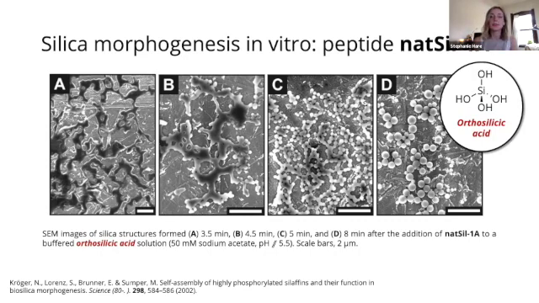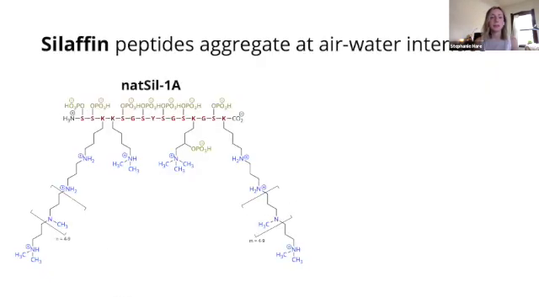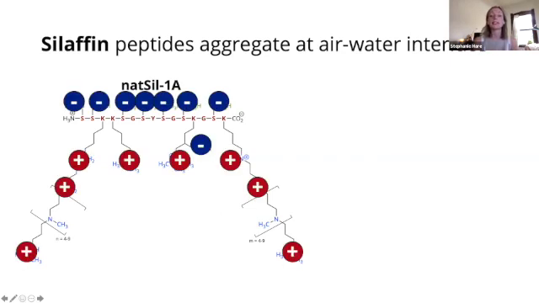So we're wondering, one of our questions is what the silafin protein or the peptides that make up silafin do in order to catalyze this reaction. How does it actually work? So I'm showing here a picture of NatSil1A, and this is a 15-mer peptide. So we have the primary sequence of amino acids here. And then we also have several post-translational modifications. So we have all of these phosphate groups, those happen post-translation. And we also have these long polyamine chains. And we can think of this structure as a collection of positive and negative charges.